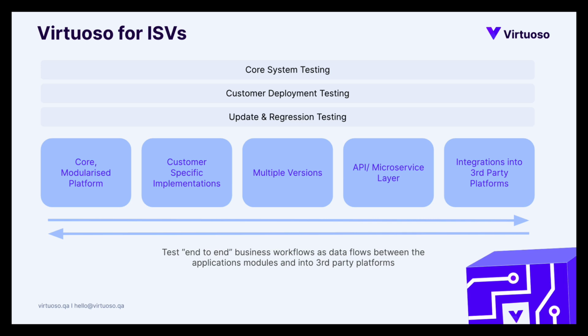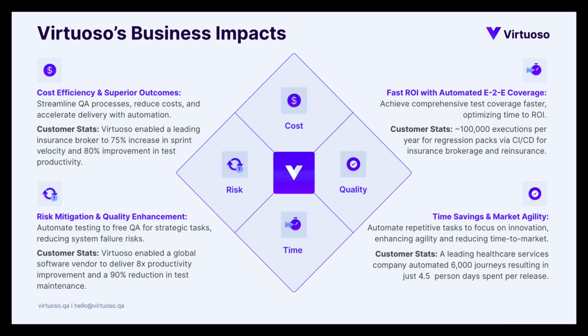The benefits of using Virtuoso are broadly in 4 areas: cost efficiency and superior outcomes through streamlined QA processes, faster ROI with automated end-to-end coverage, time savings and market agility by bringing better product and product features to market sooner with higher quality, and risk mitigation and quality enhancement, for instance, when you're making updates to ensure that nothing is broken across the platform to ensure business continuity for both yourself and your customers.